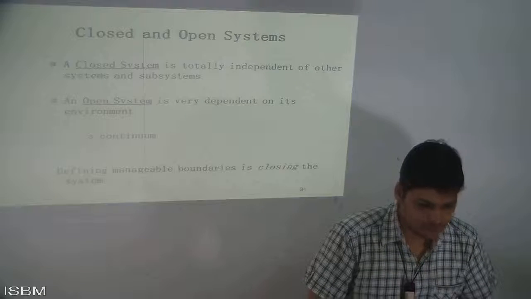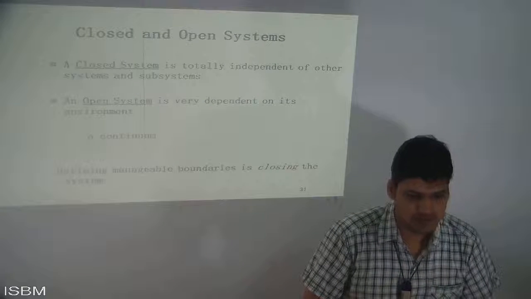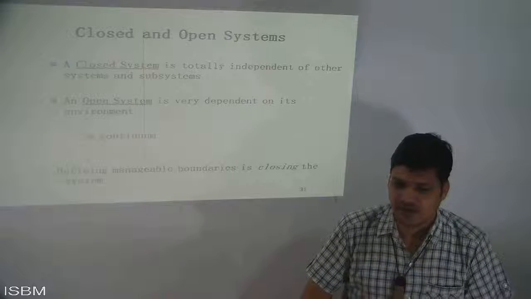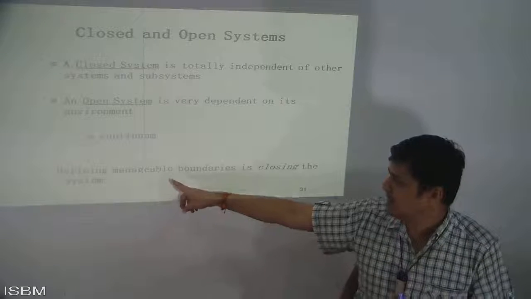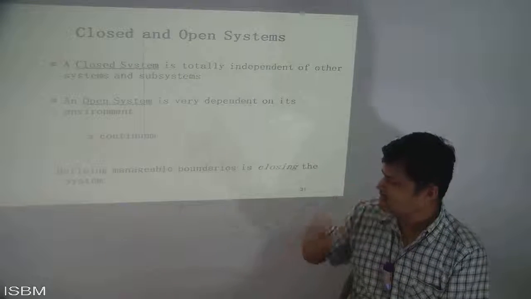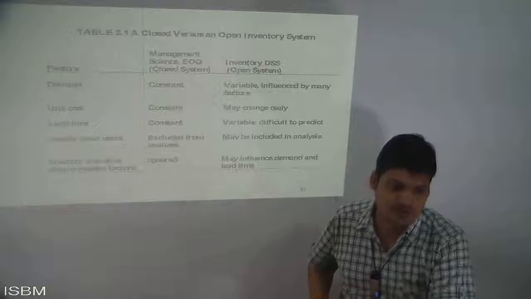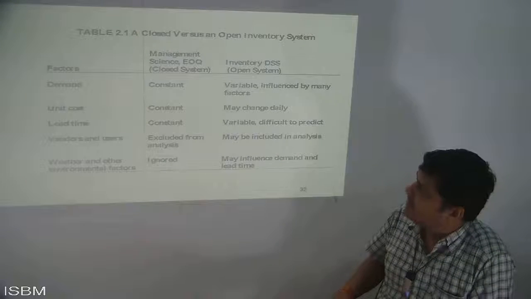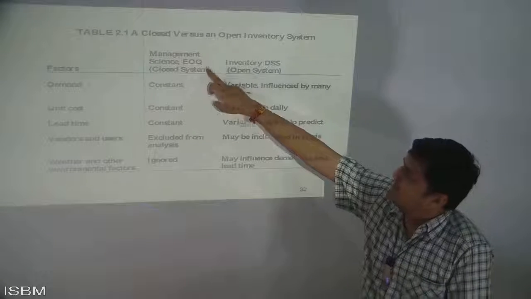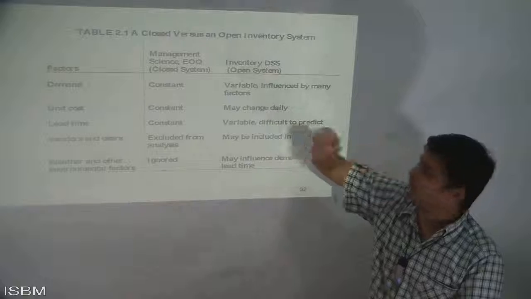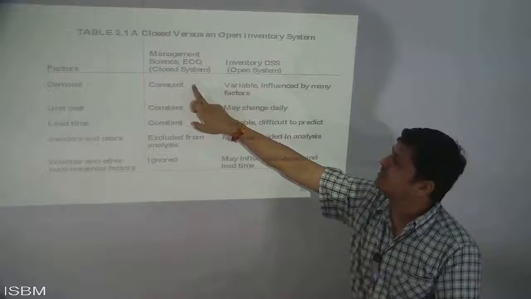Defining manageable boundaries is closing the system. This is shown over here: a closed versus open inventory system. Just like we have given you the inventory system in management science, EOQ. In EOQ we have learned economic order quantity, which is a closed system.